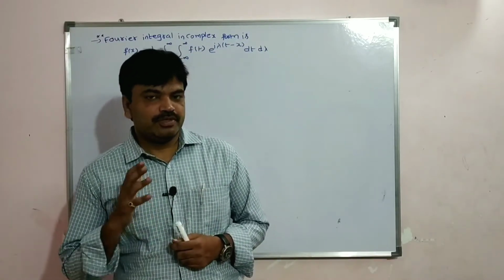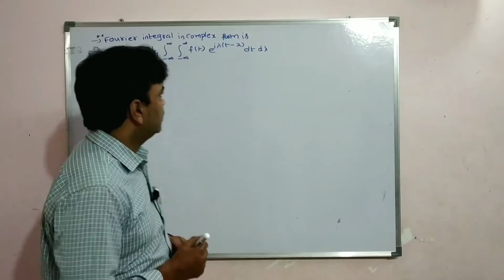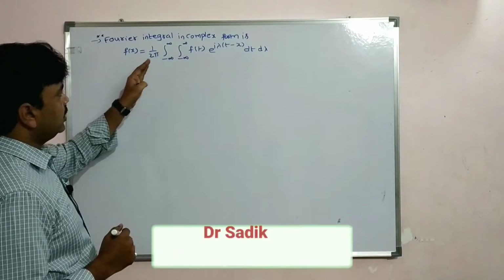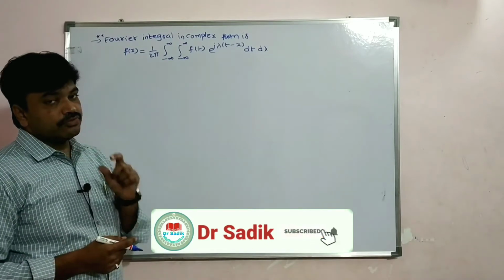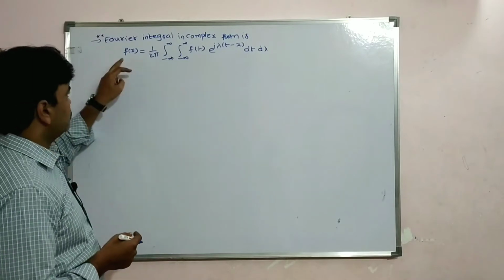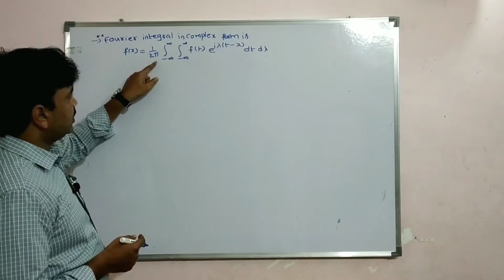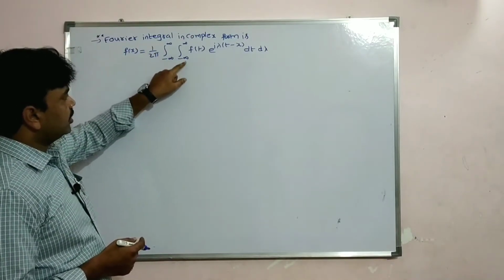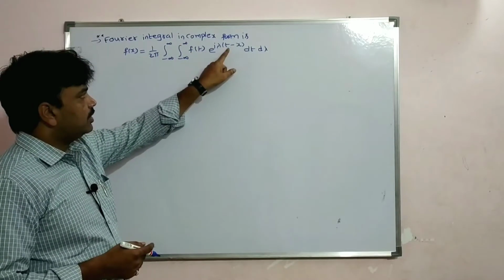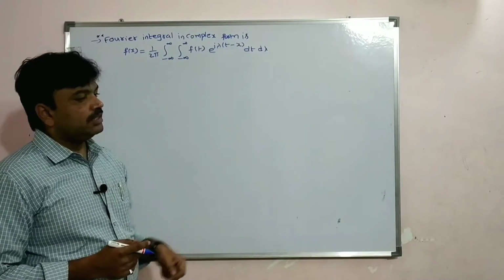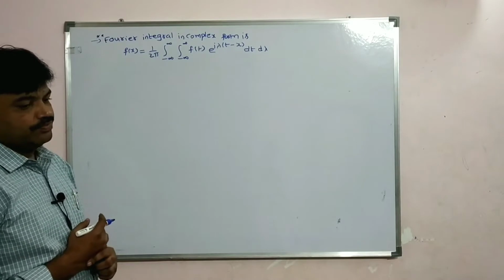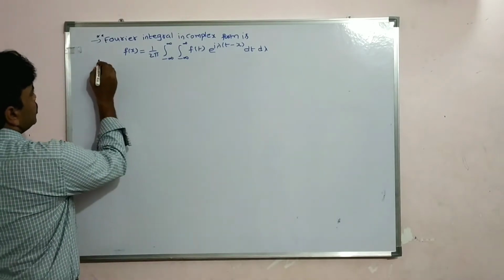Some formulas. Let us see. This is very, very important, students: the Fourier integral in complex form. The proof is important. So, f of x is equal to 1 by 2 pi integral from minus infinity to infinity, integral from minus infinity to infinity, f of t e power i lambda (t minus x) dt d lambda. This is the statement. So, solution.